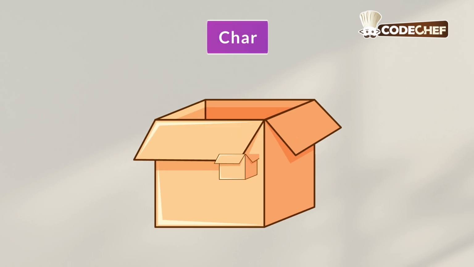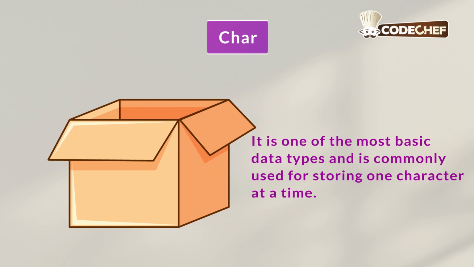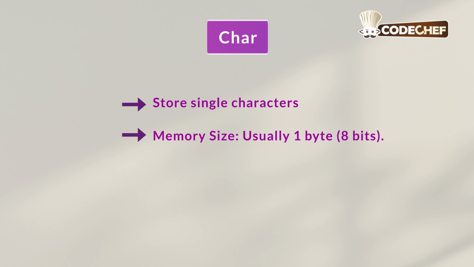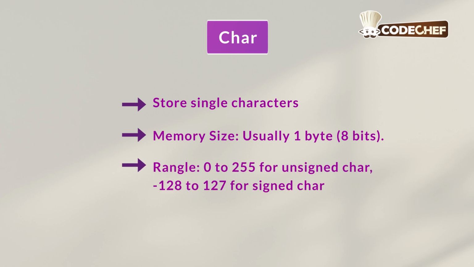The next data type is char. The char data type is used to store single characters such as letters, digits or symbols. It is one of the most basic data types and is commonly used for storing text one character at a time. Its memory size is usually 1 byte or 8 bits. Talking about its range, it can store a single character based on the ASCII table, values from 0 to 255 for unsigned char and -128 to 127 for signed char.